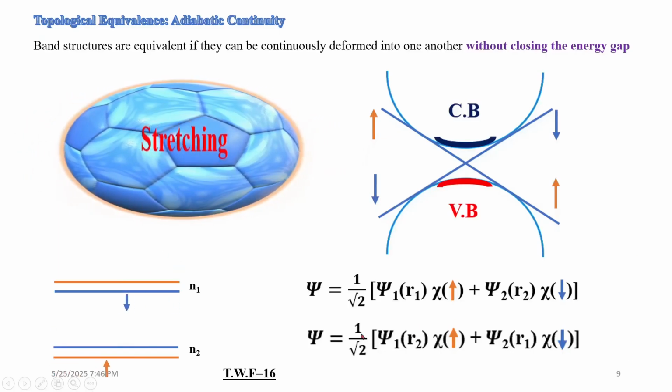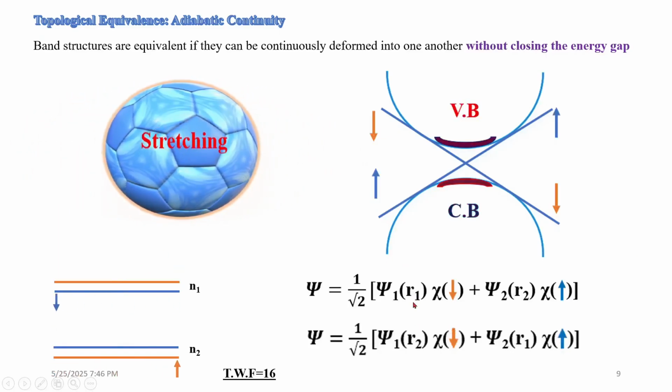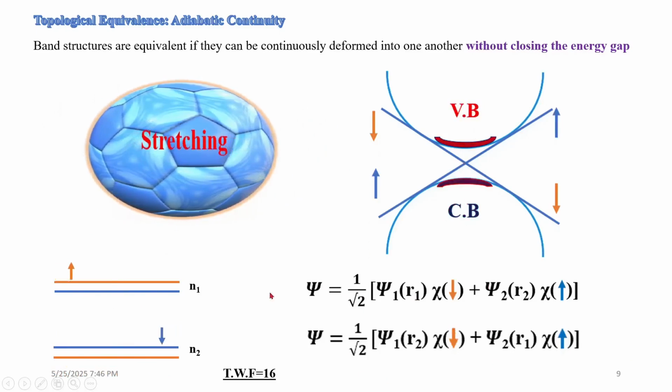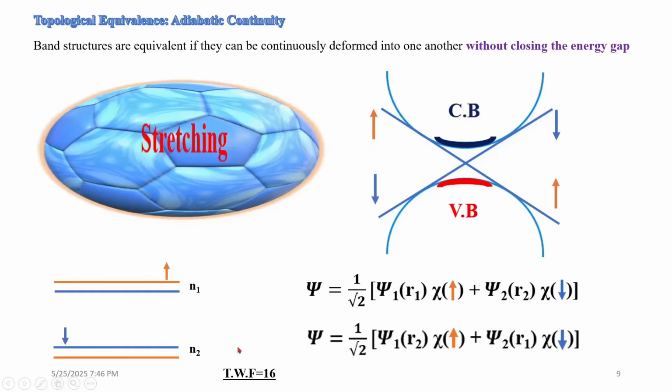So this is basically the wave function of the electrons of the topological materials, and the total possibilities of the wave functions number 16.